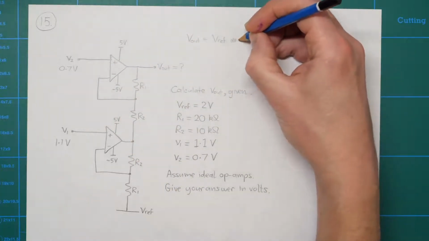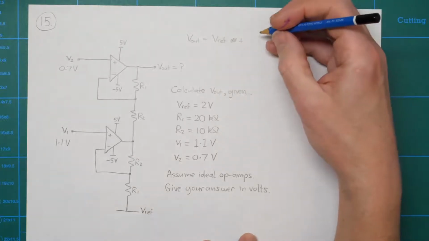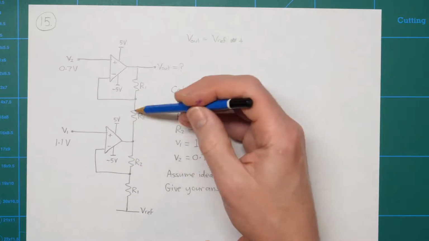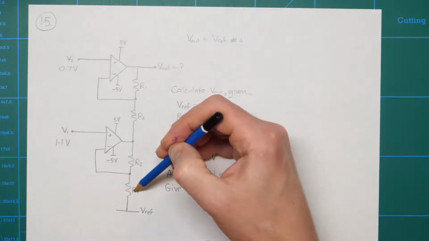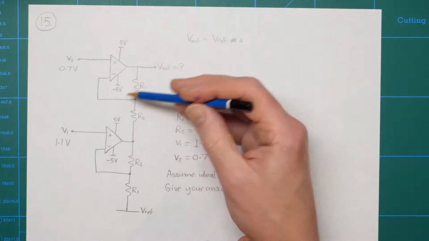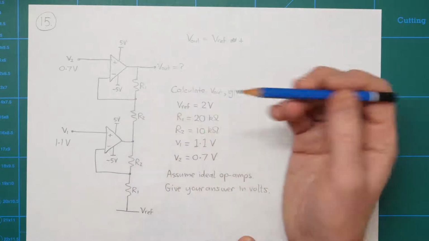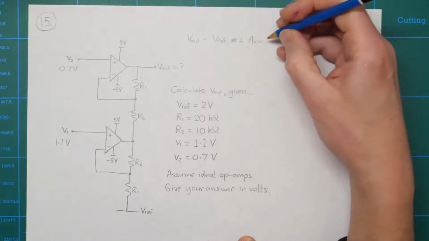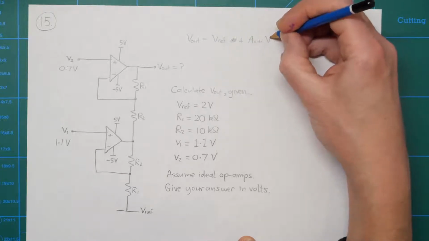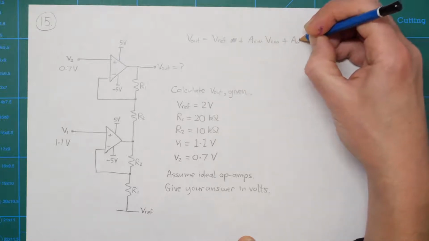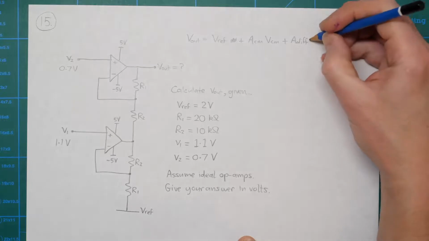So Vref plus, and we're assuming in this case that the resistors are perfectly matched. So R1 is the exact same here as it is here, and R2 is the same here and here. So the common mode gain is going to be 0. I'll just put it in here for a second, but it's going to disappear again straight away. Plus A diff times V diff.